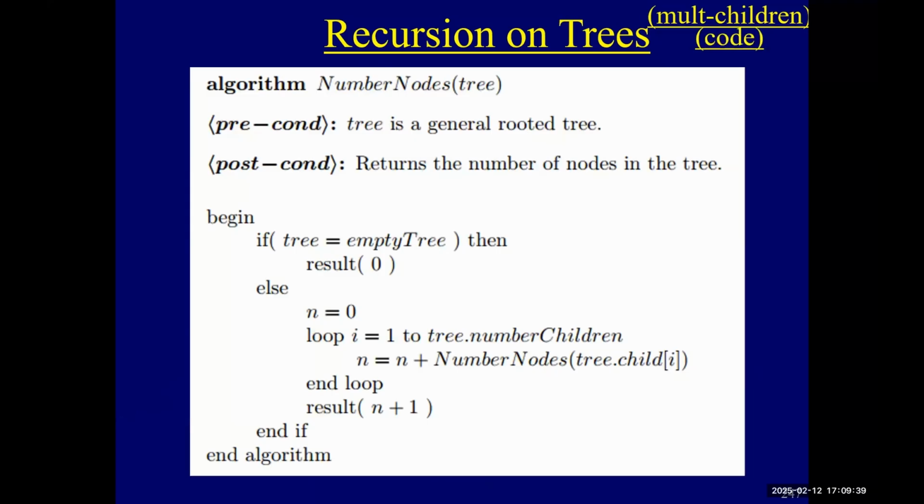And so here's some code, and it has a loop, right? Because we don't know how many children we have. So if it's an empty tree, I give 0. Otherwise, I'm going to start n being a counter of how many I have. I loop through all my children. For each child, I recursively call and count the number of nodes in my child, and add it up. And then I return one more, right?